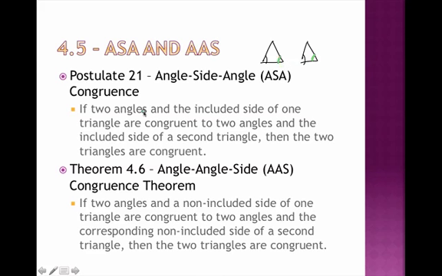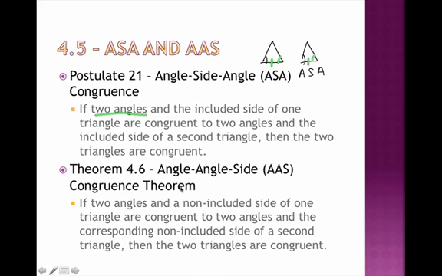So there are our two angles. And then we got that included word again, that included side. So that means the side in between the two angles. So for example, if this side right here is congruent to this side right here, then we know these two triangles are congruent by our angle, side, angle postulate. We go angle, side, angle, congruent to angle, side, angle.